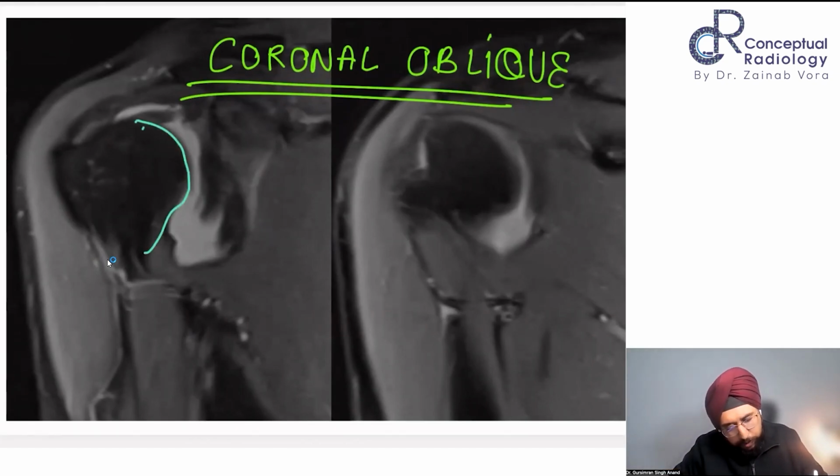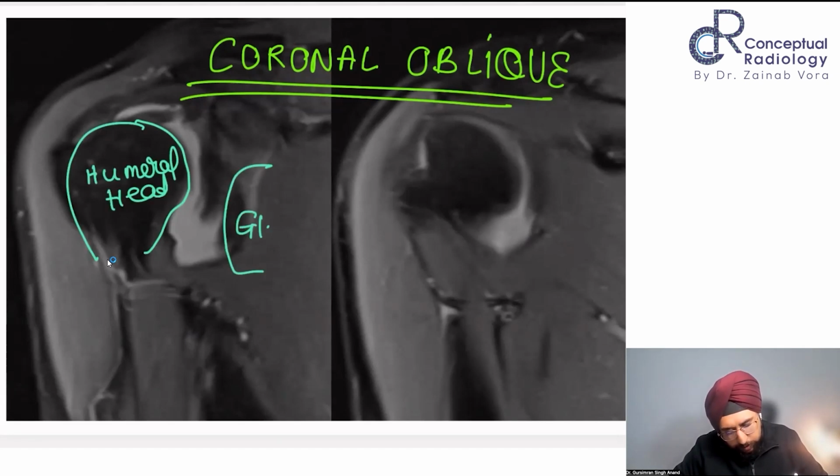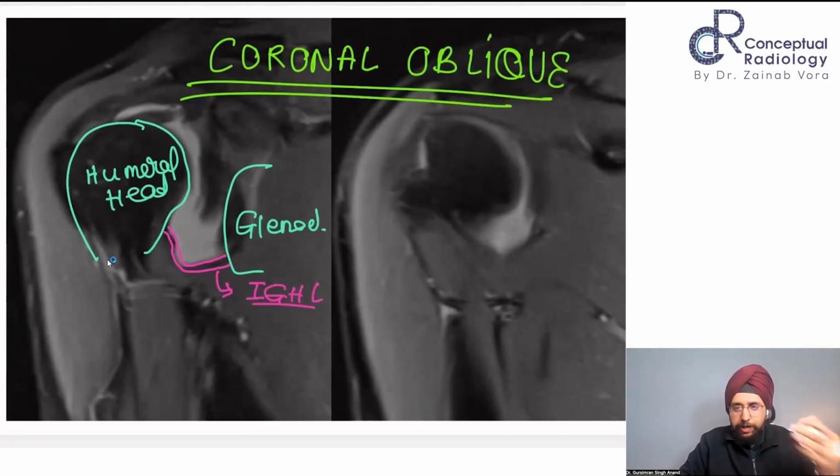So this is your humeral head, and this area is the glenoid. You will see a thin hypointense band running from the glenoid to attach onto the neck of the humeral head. Okay, so this is your IGHL. On the anterior aspect, it's your anterior band of IGHL, and on the posterior aspect, the posterior band of IGHL. Now, the main function of IGHL is that the capsule is lining along the IGHL.